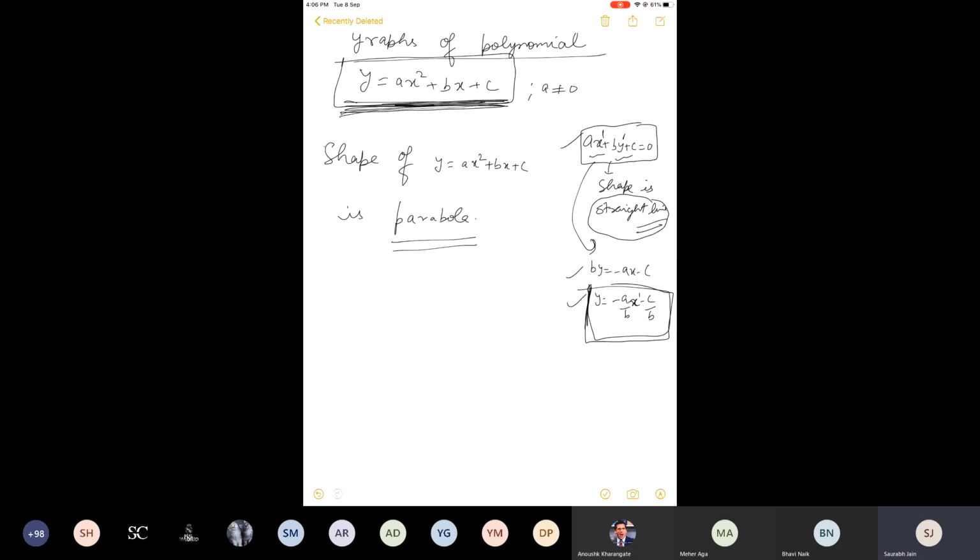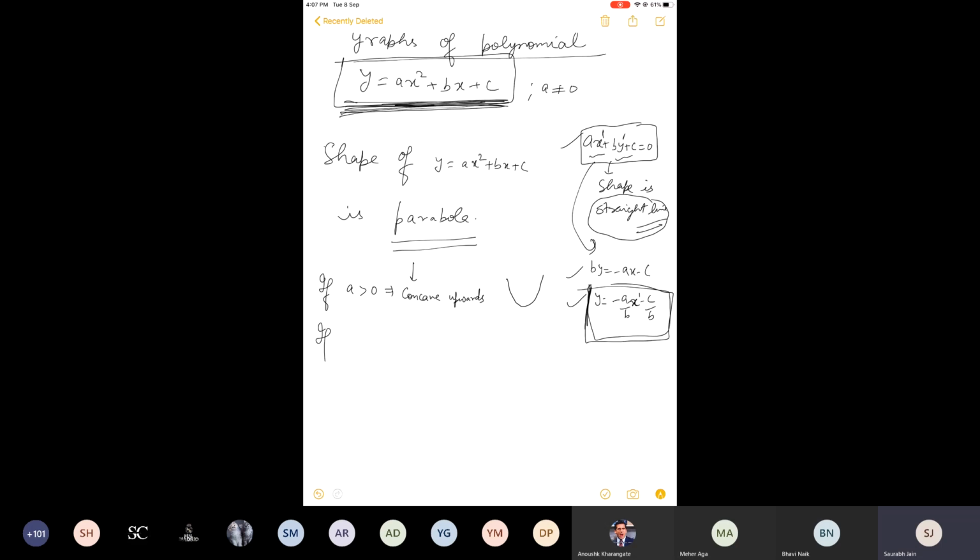What is a? a is the coefficient of x square. If a is positive, then this parabola is concave upwards. You might have learned about concave and convex mirrors. Those words are used for parabolic mirrors or parabolic reflectors, or simply parabola. Now let me draw the curve. It is like this. Cup shape. Concave upwards. Upward means the face is opening upwards.